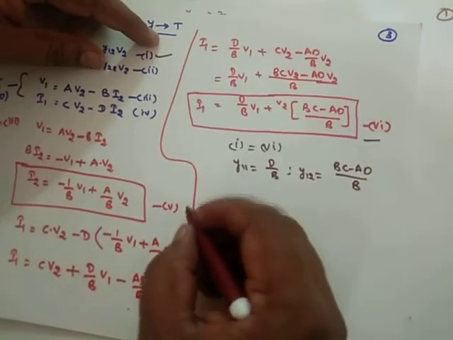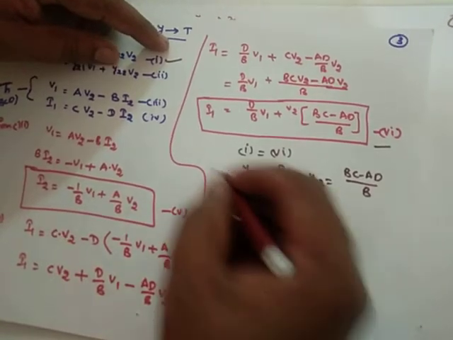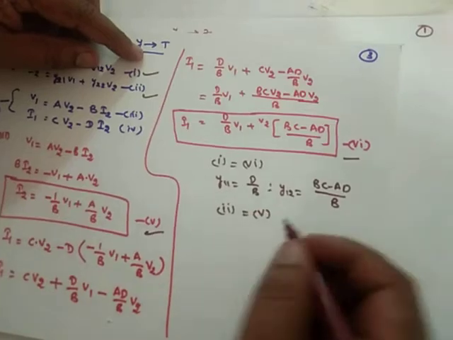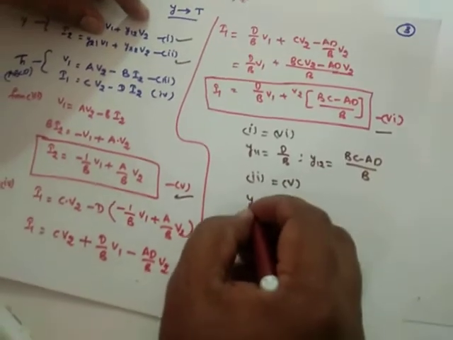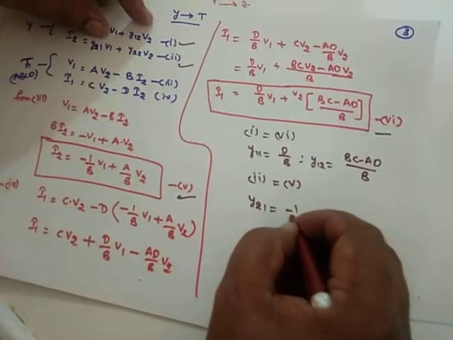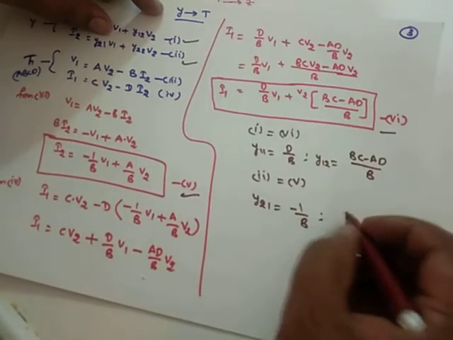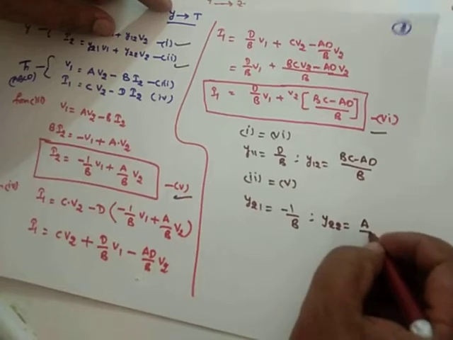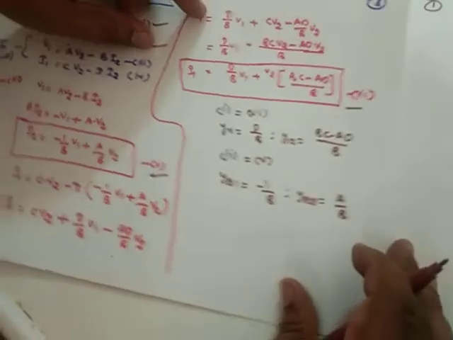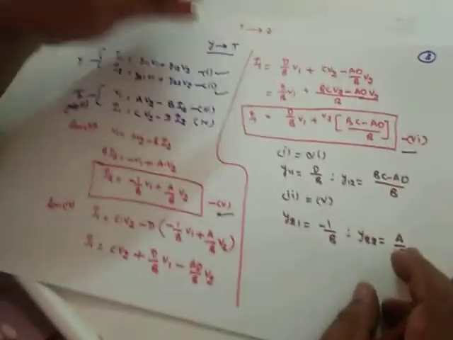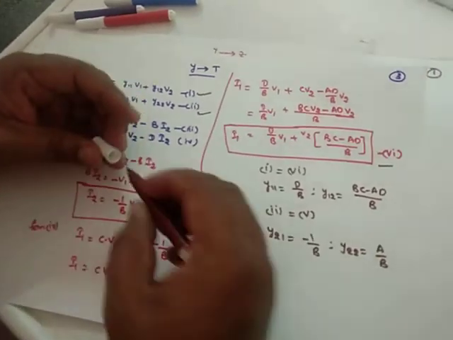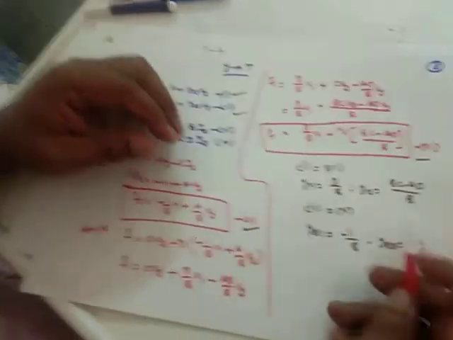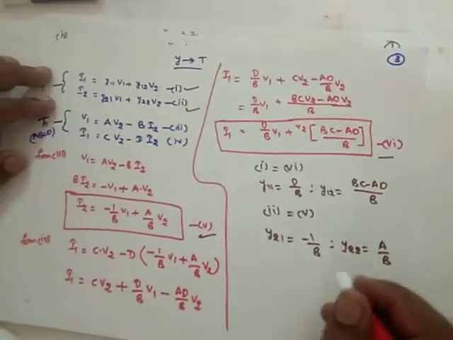Now compare 5 with 2. So 2 equals 5. So now Y21 is equal to minus 1 by B, Y22 is equal to A by B. Like that, you can express Y parameters in terms of ABCD parameters or T parameters.